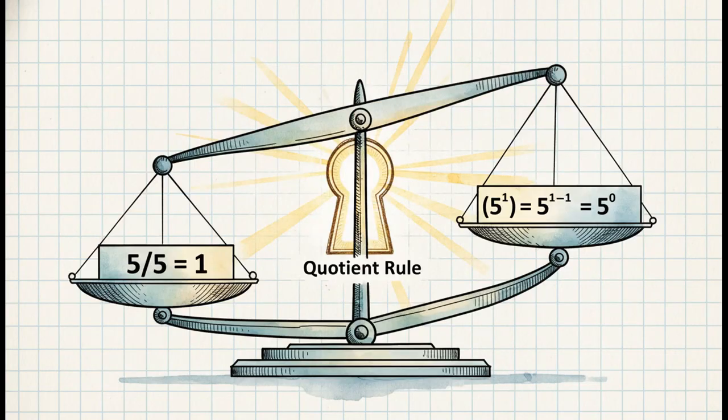Now, let's look at that same problem, but with our exponent glasses on. We know 5 is really just 5 to the first power. And the quotient rule, one of the main rules of exponents, tells us that when we divide powers with the same base, we just subtract the exponents. So 1 minus 1, that gives us 0. Which means 5 divided by 5 isn't just 1, it's also equal to 5 to the power of 0.